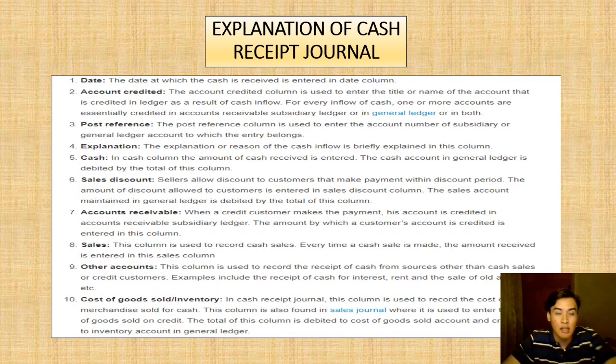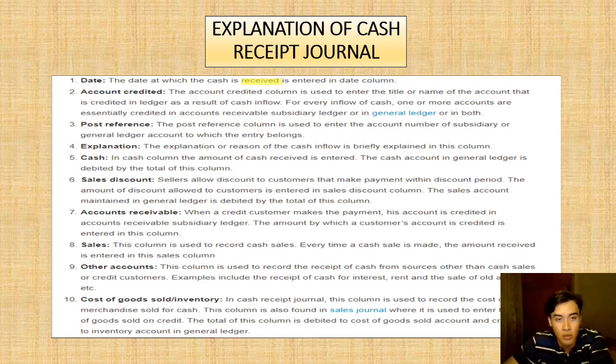Okay, di sini here we can see explanation of cash receipt journal. Apa yang ada dalam cash receipt journal yang macam saya cakap tadi. Okay, the first one is date. Date tu kita kena tunjuk apa bila kita dapat cash itu. So kita kena catat tarikh tertentu yang kita dah receive the cash.